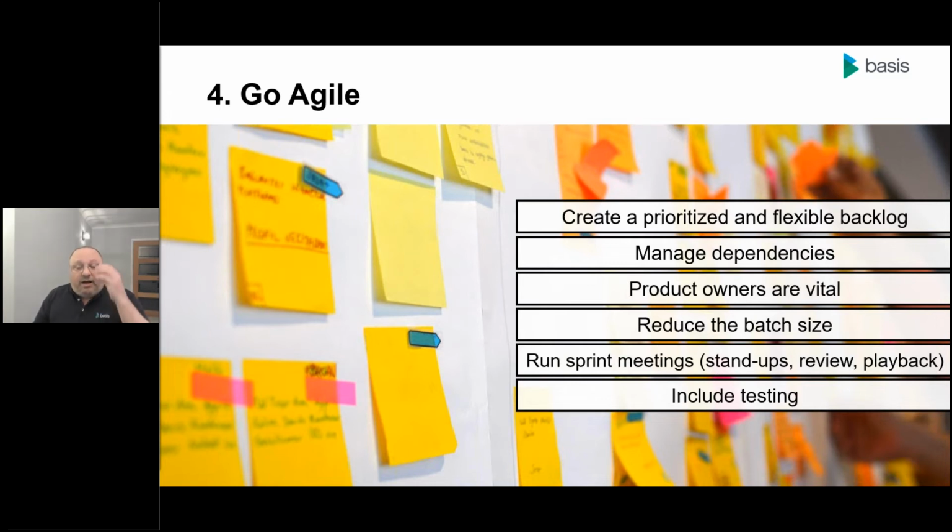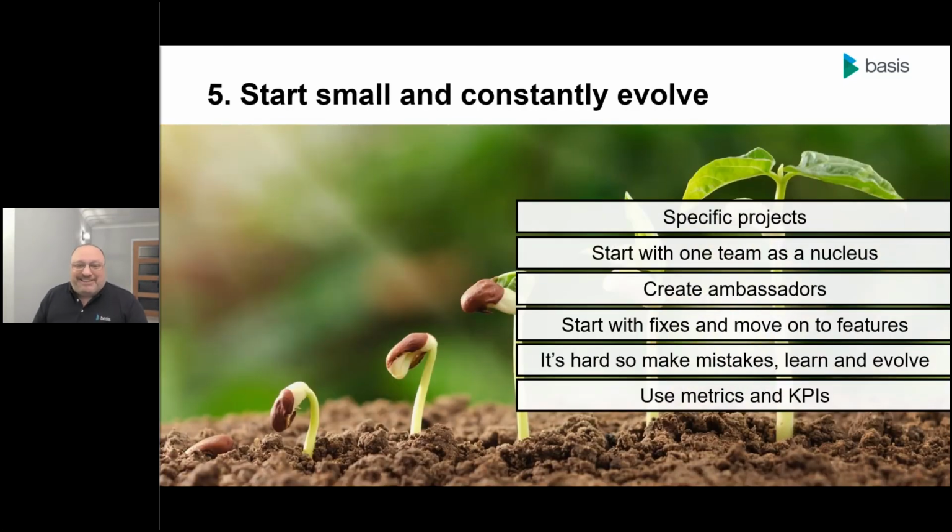So we want to go agile, but where do we start, basically? So most organizations start small. Pick one team or a project. Some of our customers have said they're going to start maybe with fixes and defects, and so sort of get the process ironed out, and then start tackling sort of bigger feature enhancements and projects and things like that afterwards.